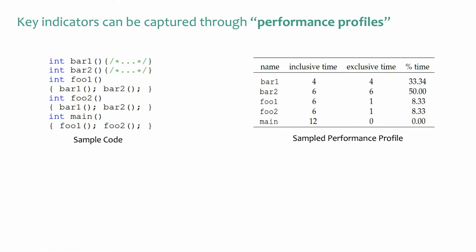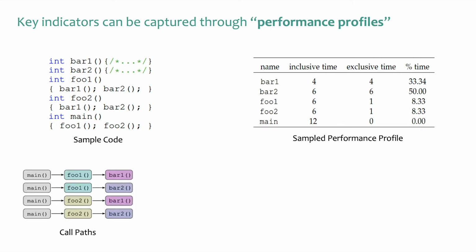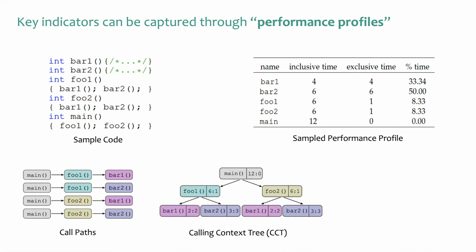The collected call sites can then be aggregated by their call paths to form a tree structure popularly known as calling context trees or CCTs. CCTs can further be aggregated by merging their call sites with the same function name, called call graphs.